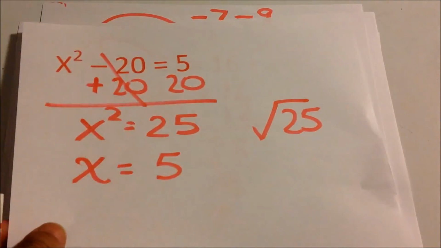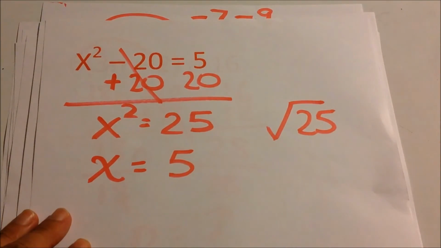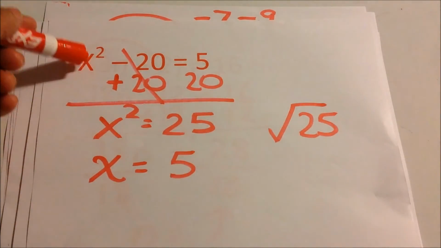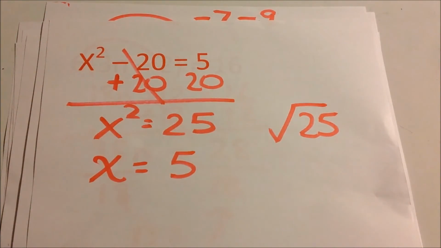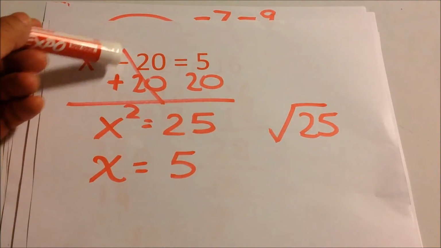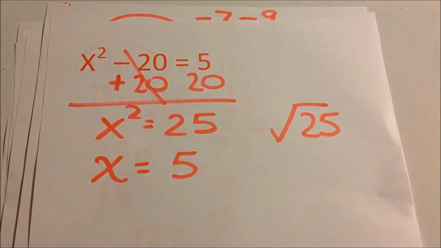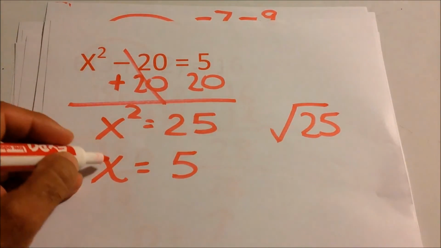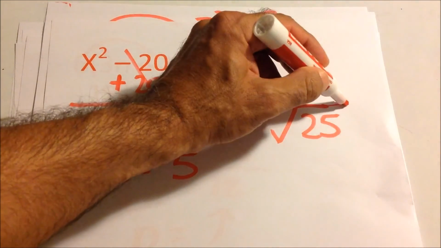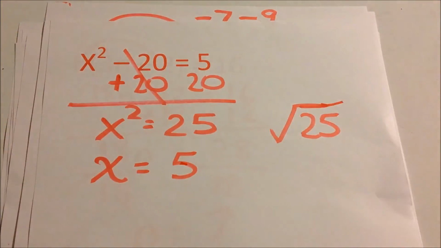Now sometimes you might see a square root sign. You might find an x squared. Do the same operation here. You're going to do the opposite operation of minus 20, which is plus 20. So we have x squared equals 25. So we want to find x, not x squared. So if x squared is 25, regular x will be the square root of that answer, which will be 5.